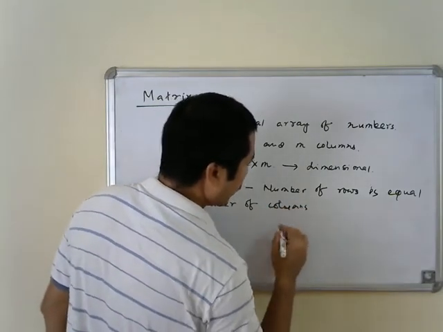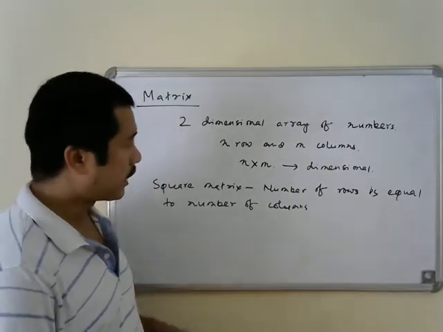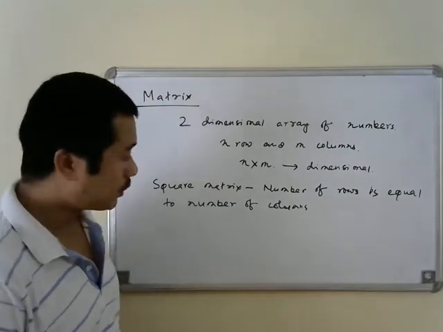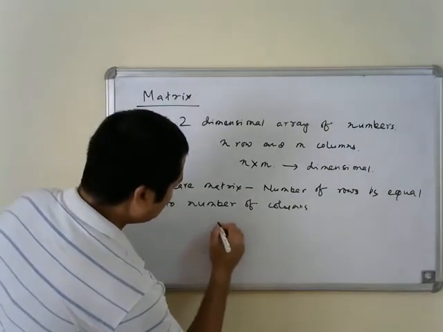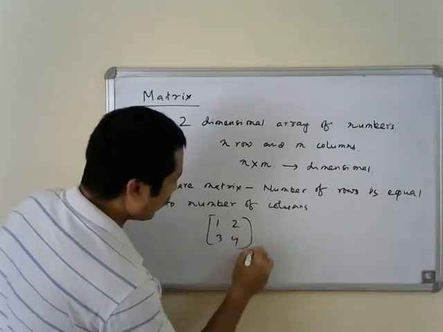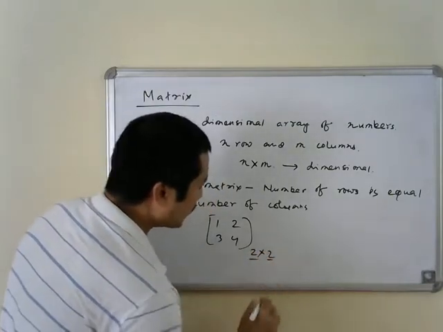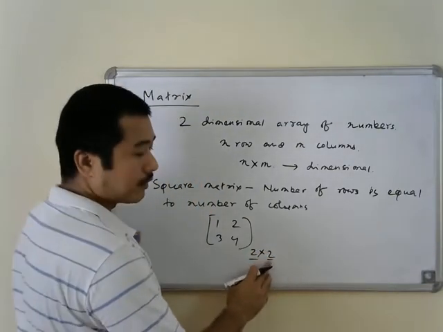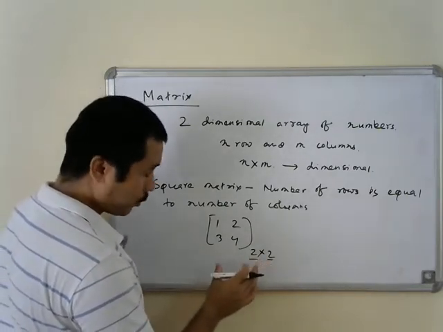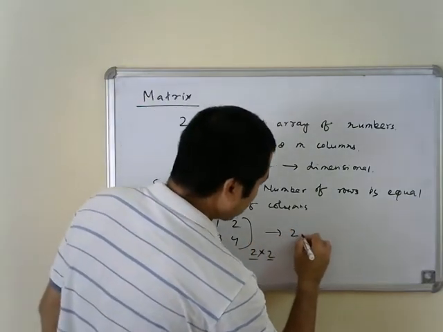And in group theory, we will be mainly dealing with square matrices, where the number of rows is equal to the number of columns. Say, for example, a square matrix which has 2 rows and 2 columns. We describe the number of rows and columns in this way. We call such a matrix a two-dimensional matrix.